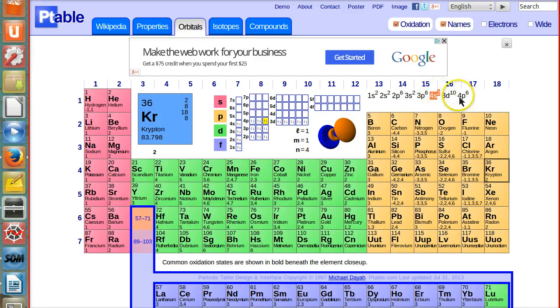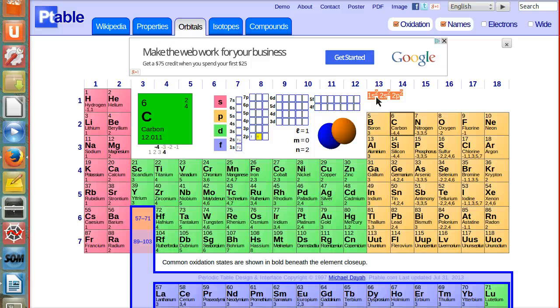2, 4s2, and 6, 4p6. Notice how I skipped over the 3d10. Why? Because that's not the outermost shell. 3 is not the outermost shell right here. 4 is. We're looking for the highest integer here. So when you're writing electron configurations, you're writing these symbols right here. You're writing the 1s2, 2s2. Basically what you're doing is you're listing. You're telling me how many electrons are in each sublevel of this atom.